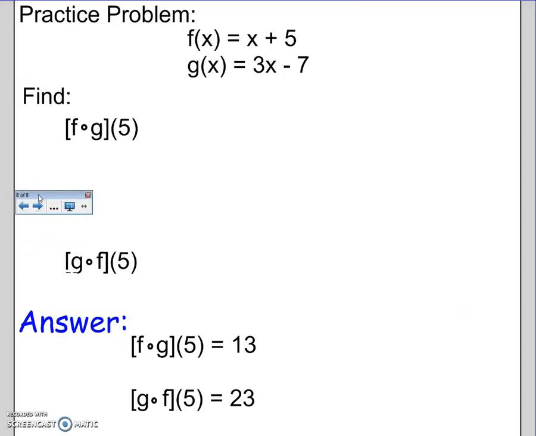All right, and I always end with the practice problem. Here's 2 functions. Find f of g of 5 or g of f of 5. Answers are down there.